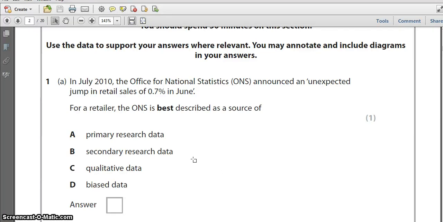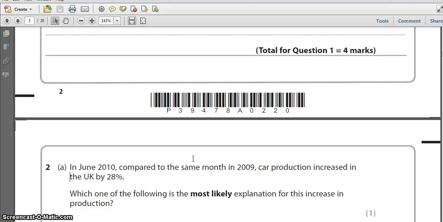Qualitative data, it would not be C because it doesn't give an opinion or a preference. It simply gives a figure of 0.6. It doesn't say why the sales have gone up. It doesn't say what people want to buy, so it can't be C. D, it's not biased because the Office for National Statistics, they are an independent government-run organisation, so they have got nothing to be biased about. So it can't be biased. It's not any of the other ones. The answer is B. So moving on to question 2.